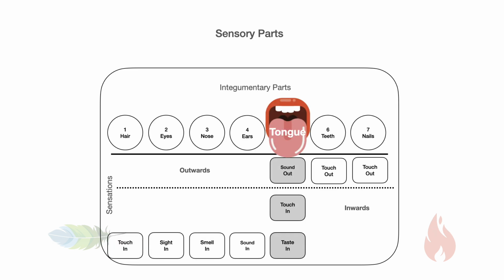As it regards referring to it as a sensory part, the way I have it organized is that it has 3 sensations and they have different directions. So for outwards, auditory out, and for inwards, touch in, and then also taste in.